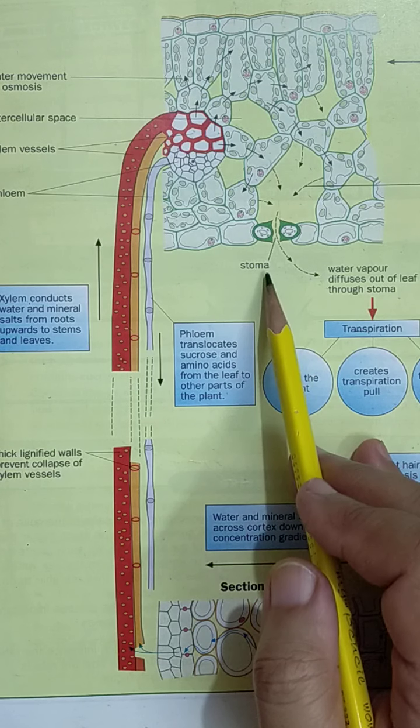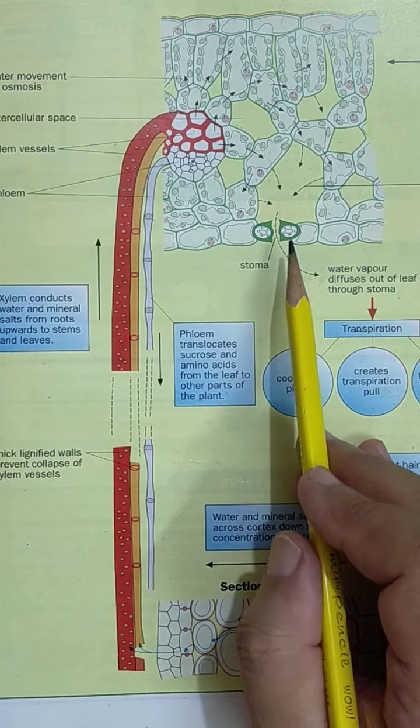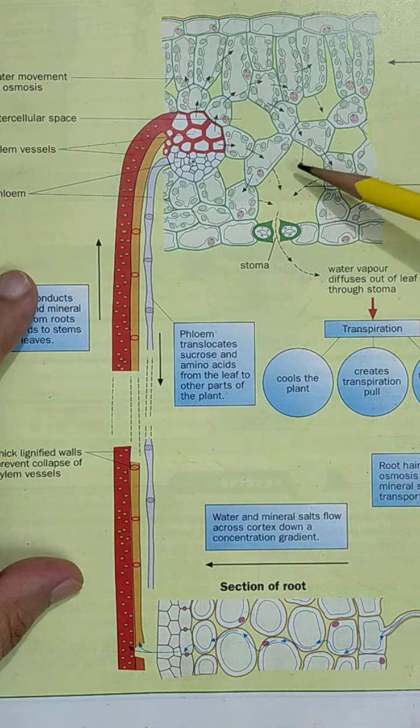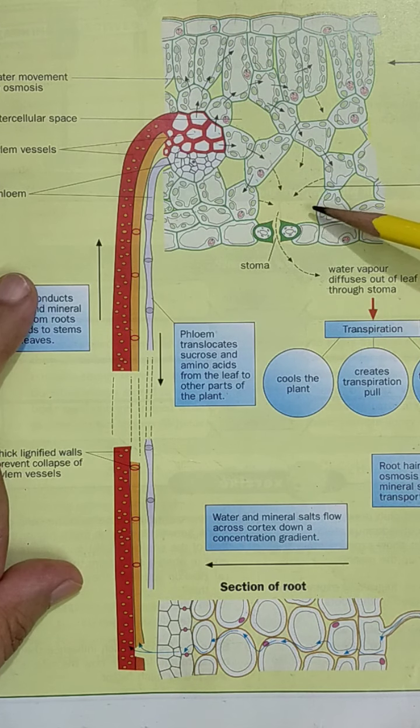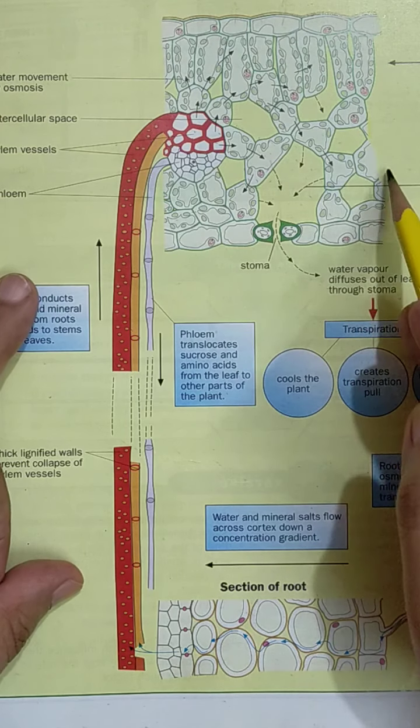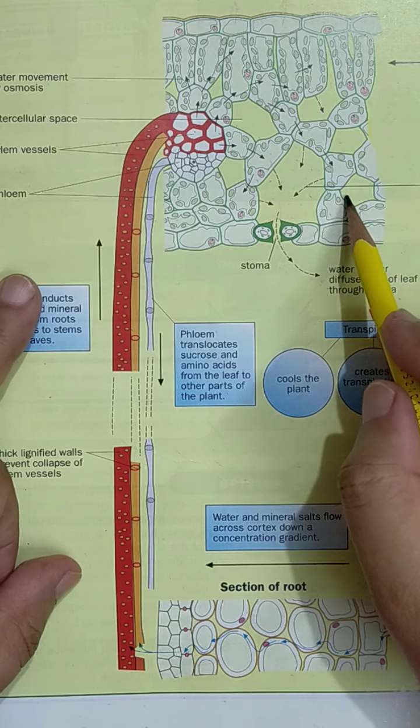Is it clear to all of you? So these are the benefits which plants get by the process of transpiration. Read this topic carefully. If there is any confusion, you can ask.